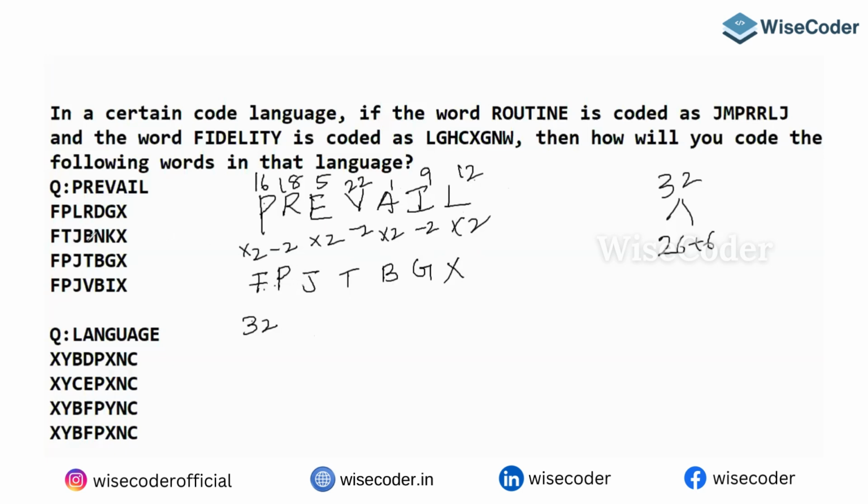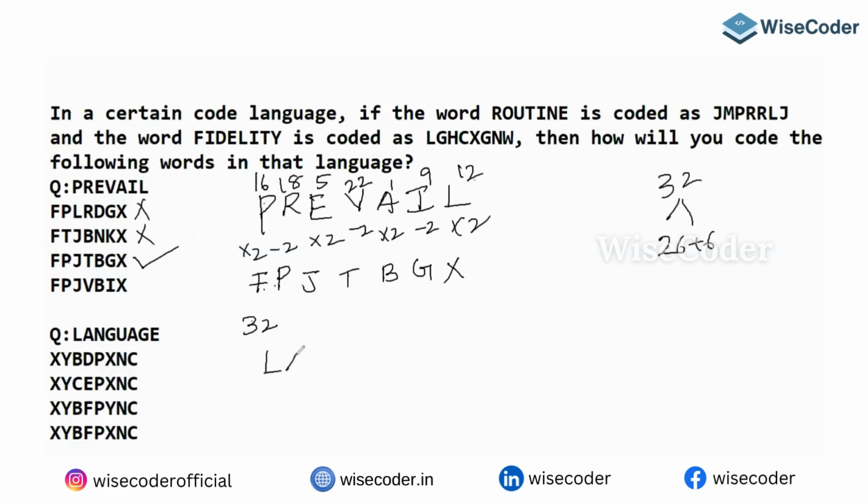So TP, this is eliminated. TPJ is eliminated. TPJ, TBGX. So what is the answer? Third option is your answer. Okay, let's go to the next one.